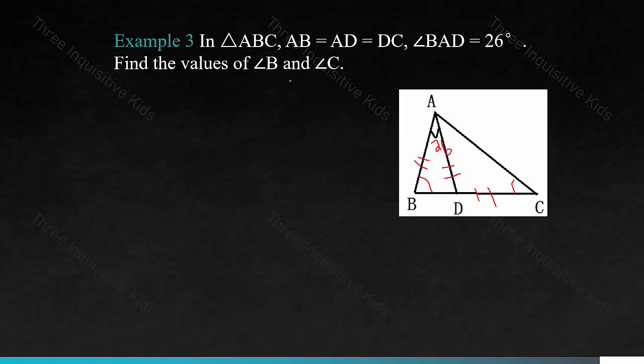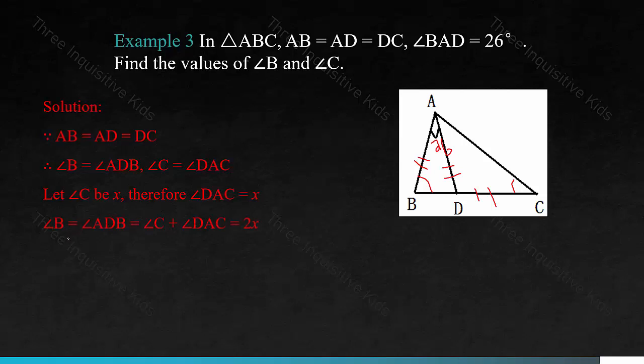So it seems like we actually have two isosceles triangles. One is obtuse and one is acute, but both of them have the same leg lengths. Well, we know that AB equals AD equals DC. Therefore, angle B would equal angle ADB, and angle C would equal angle DAC. We can let angle C be x, therefore angle DAC would also equal x. Angle B equals angle ADB, which equals angle C plus angle DAC, which equals 2x.